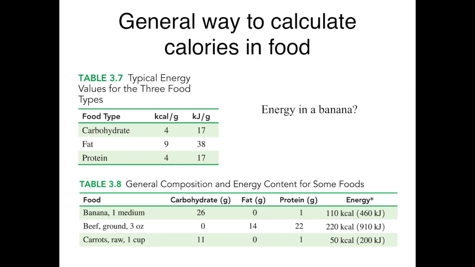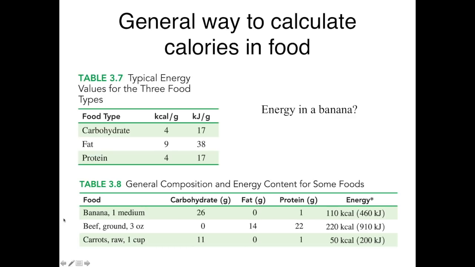From this chart here, you will see a medium banana has 26 grams of carbohydrate, 0 grams of fat, and 1 gram of protein. So you take 26 grams, multiply that by 4 kilocalories per gram, 0 times 9 kilocalories per gram, 1 times 4 kilocalories per gram. Summing that up in terms of calories will give you 110 kilocalories.